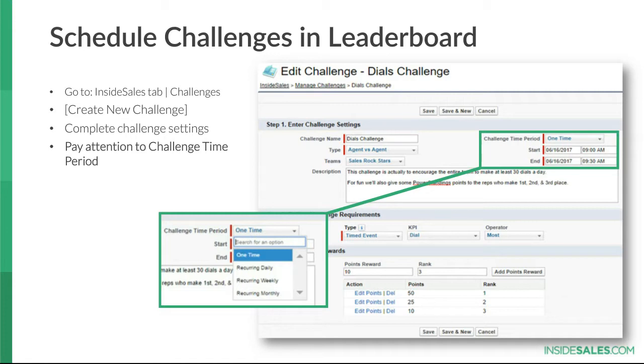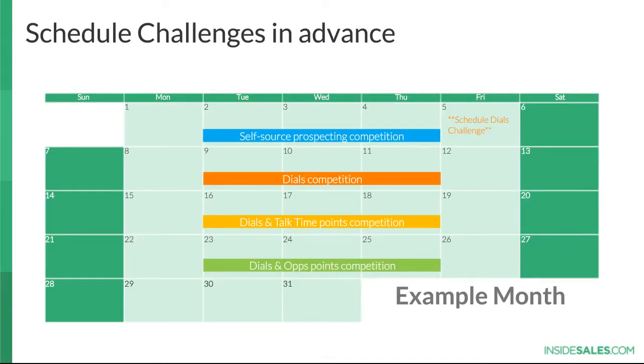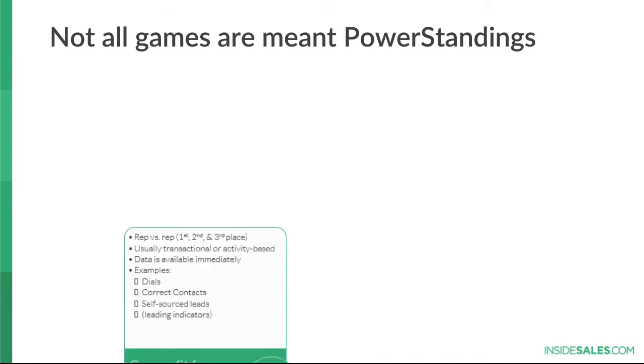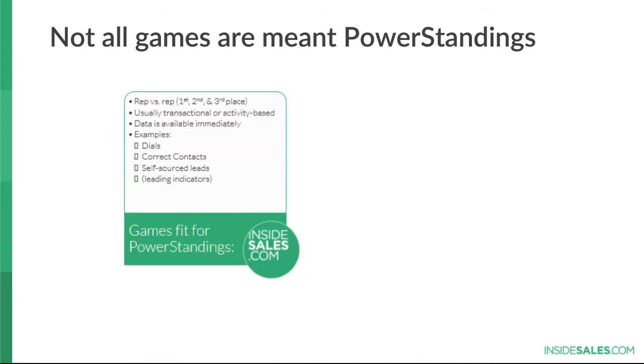And the reason why I say that as well, calling out these fields, is because you want to schedule these in advance. Here's an example. So if I have a dials competition on the 2nd week of the month, I'm going to schedule that towards the end of the 1st week. So the Friday before I run that challenge, I'm going to get that challenge scheduled up in the tool. All right. And so once it's scheduled, let me show you a little bit. Oh, no, hang on. I got to show you this real quick. So you need to understand that not all KPIs or not all games should be run with the Powerstandings challenge. So let me be clear.